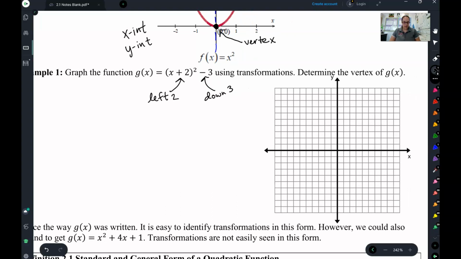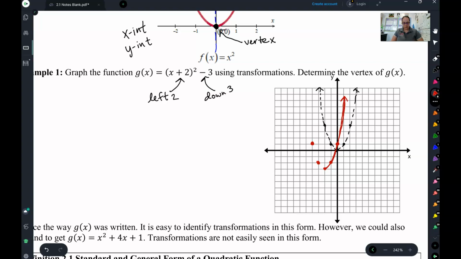So I'm going to take my parabola that I started with, that I had just up above. Here, I'll copy it here in dashes. And I'm going to move all the points of this parabola left 2, down 3. So we have left 2, down 3, left 2, down 3, left 2, down 3, and we keep going till we have them all there. So this is our new parabola.